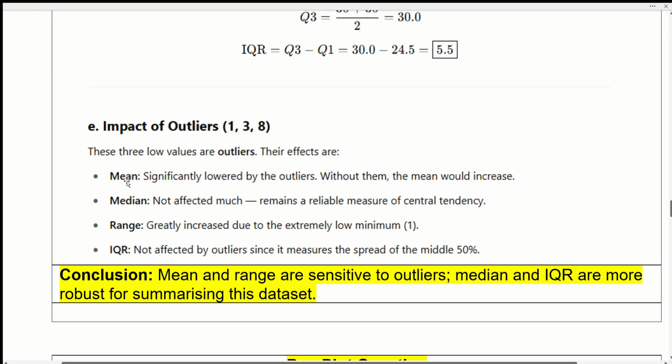So we say the mean is significantly lowered by the outliers. Without them, the mean would increase. The median is not much affected and remains a reliable measure of central tendency. The range is greatly increased due to the extremely low minimum. However, the interquartile range is not affected by outliers since it measures the spread of the middle 50% of values.